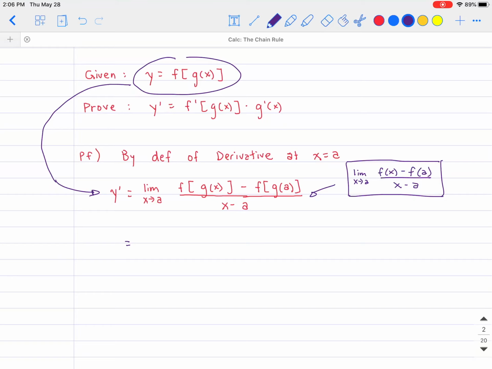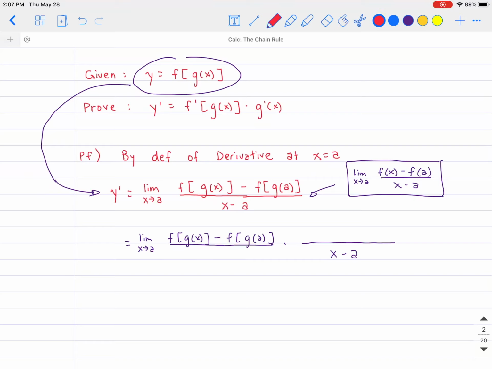Now for this guy right here, we're going to sneak in something so you can see where it's going to go. The limit as x approaches a of f of g of x, so I'm just going to rewrite, minus f of g of a, rewrite once again. And this is the part that's going to be the trick to it. I'm going to create two fractions. One is going to be the numerator right there, and the other one is going to be the denominator right here.